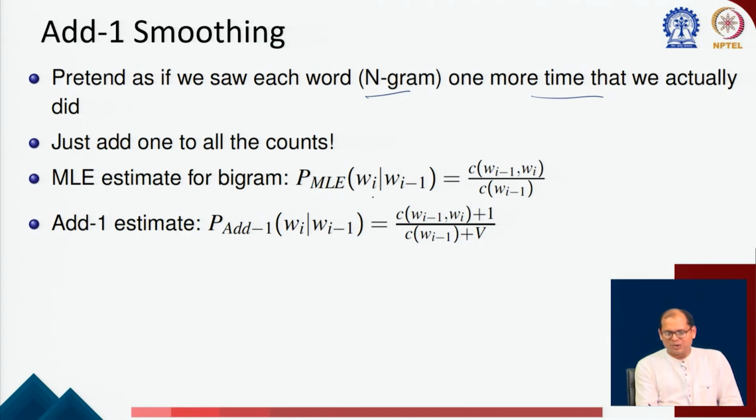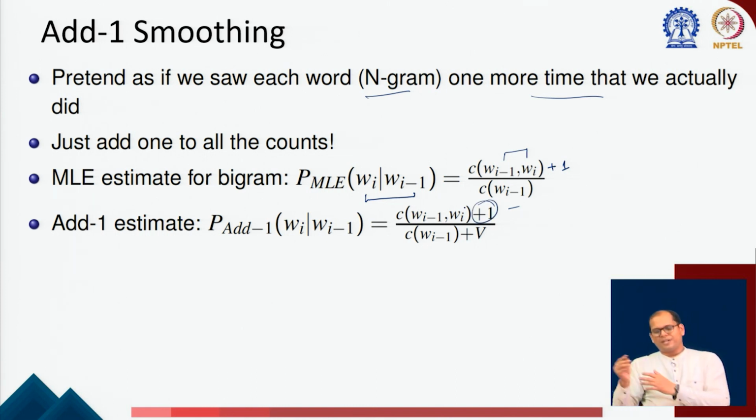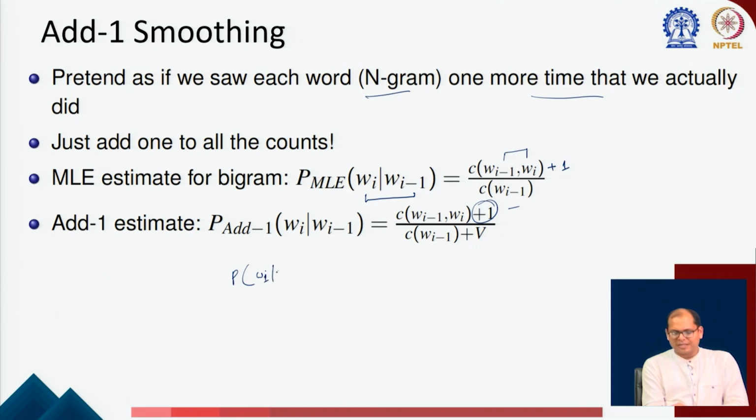So suppose you want to compute probability of wi given wi minus 1. The maximum likelihood estimate is count of wi minus 1 followed by wi divided by count of wi minus 1, right? That's what we saw. In add-one smoothing, I'll add a 1 here. Now what should I add in the denominator? You have to understand that I will do it for all the words in the vocabulary. So probability of w1 given wi minus 1 will be count of wi minus 1 w1 plus 1 divided by something.